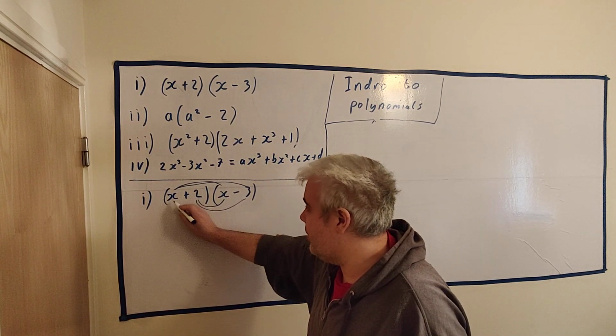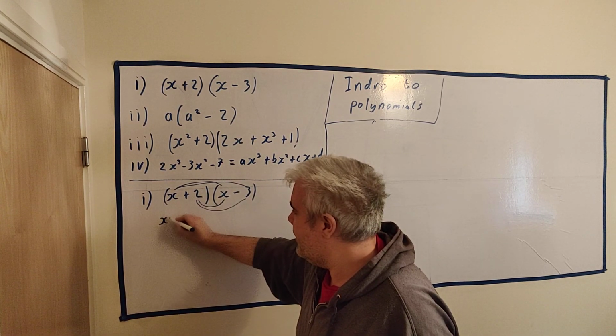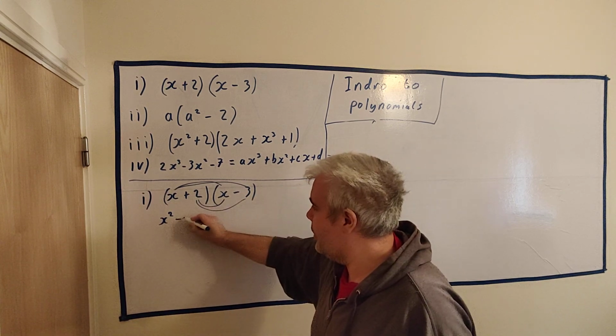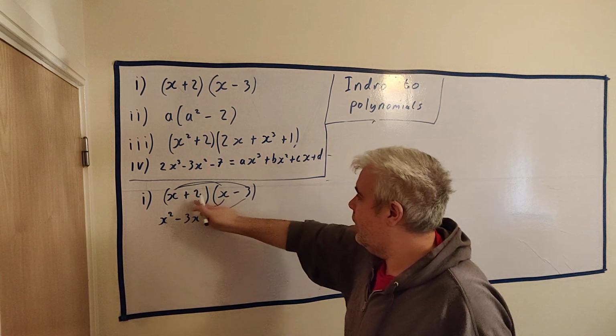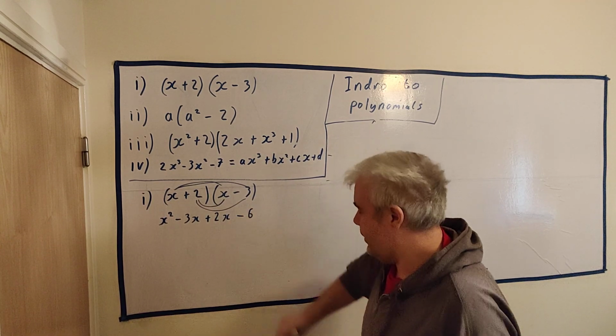4 terms out as an answer. X by x is x squared. X by minus 3 is minus 3x. 2 by x is plus 2x. 2 by minus 3 is minus 6.